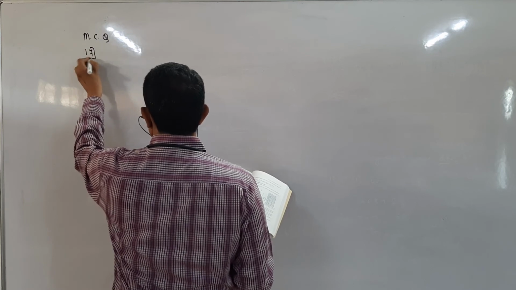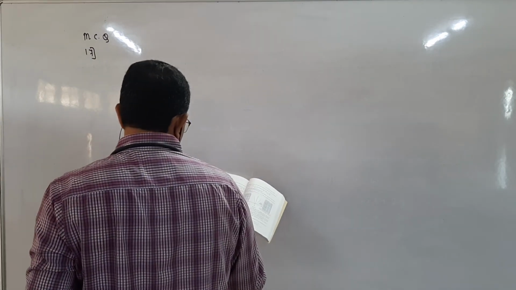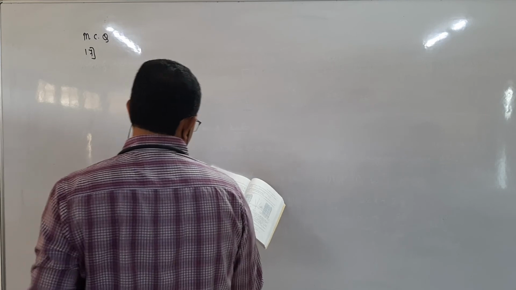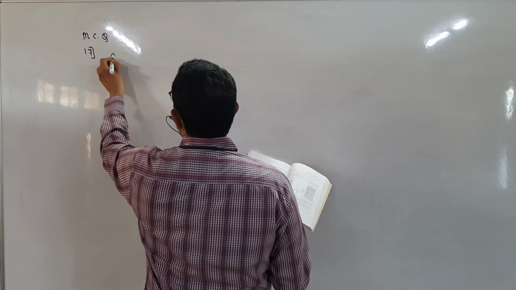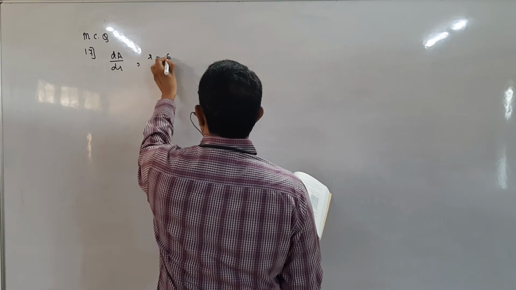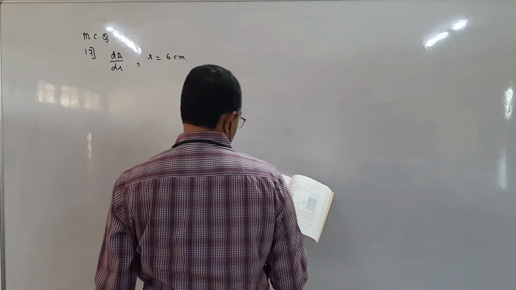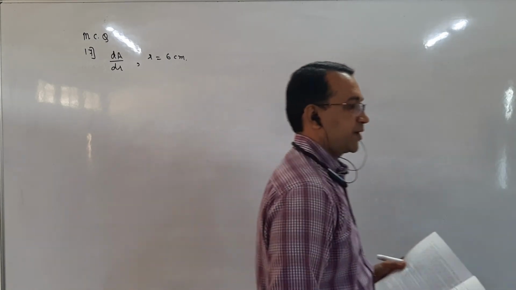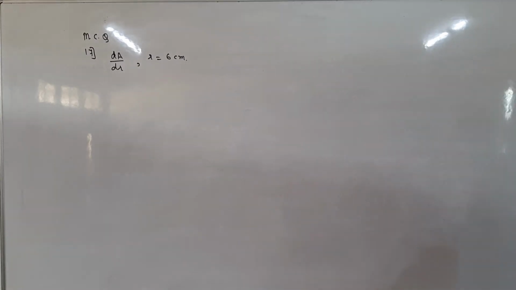MCQ 17. The rate of change of area of a circle with respect to radius, so dA by dr, when r is equal to 6 centimeter. Students, we are told to find the rate of change of area with respect to radius when the radius is given as 6 centimeter.